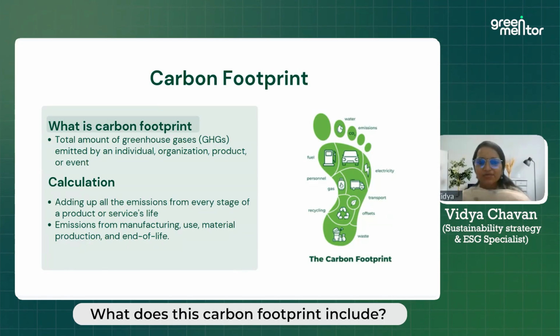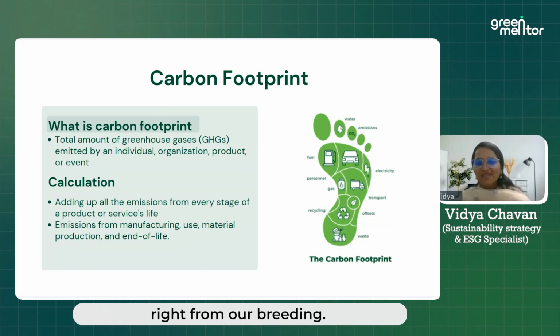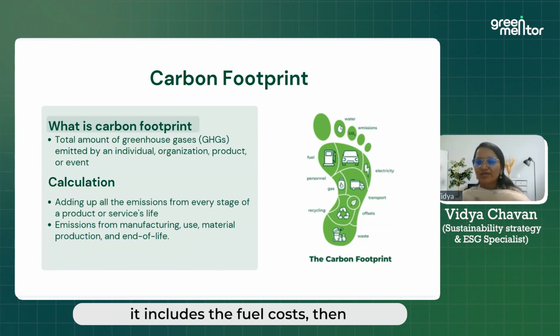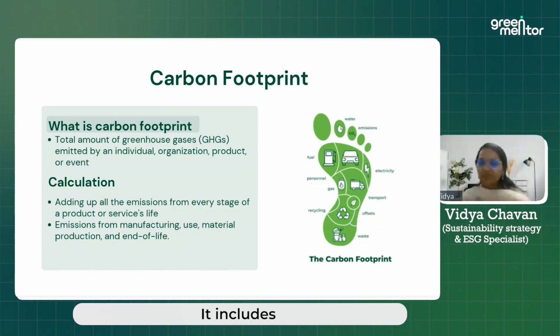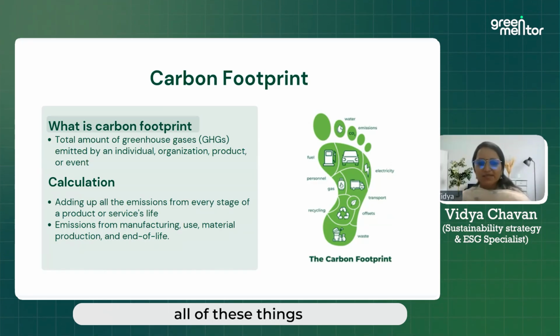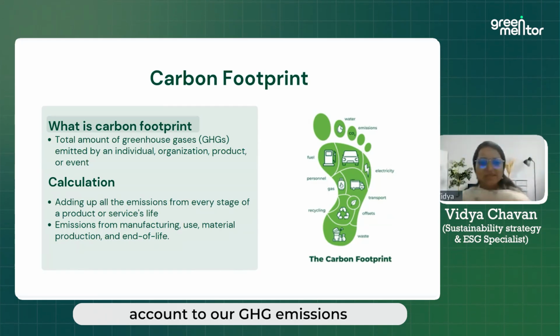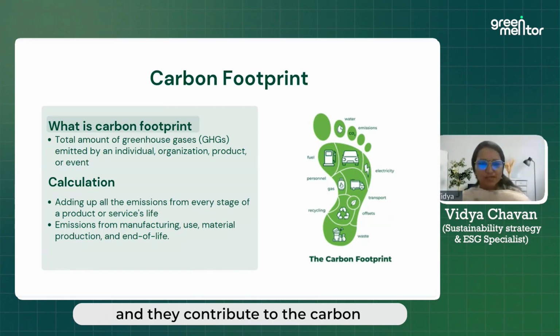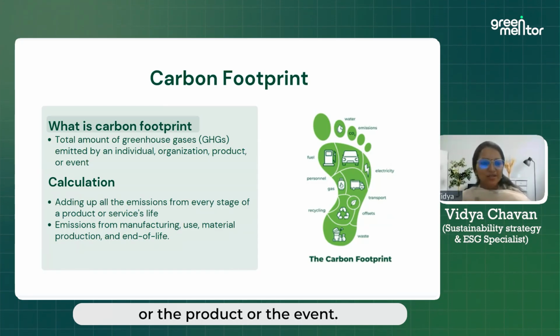What does this carbon footprint include? It actually includes everything, right from our breathing. But if we look at the operations, it includes the fuel cost, the gases that we use, the transport that we are utilizing, the recycling, the electricity, all of these things that we are using and which are emitting any of those 7 gases account to our GHG emissions, and they contribute to the carbon footprint of that particular individual or organization or the product or the event.